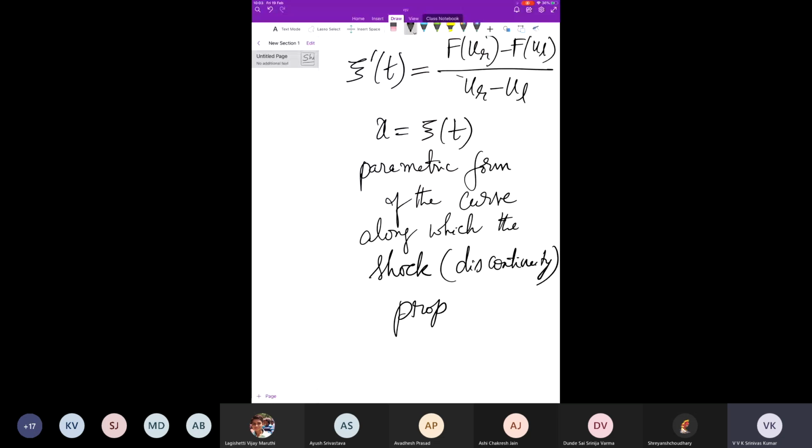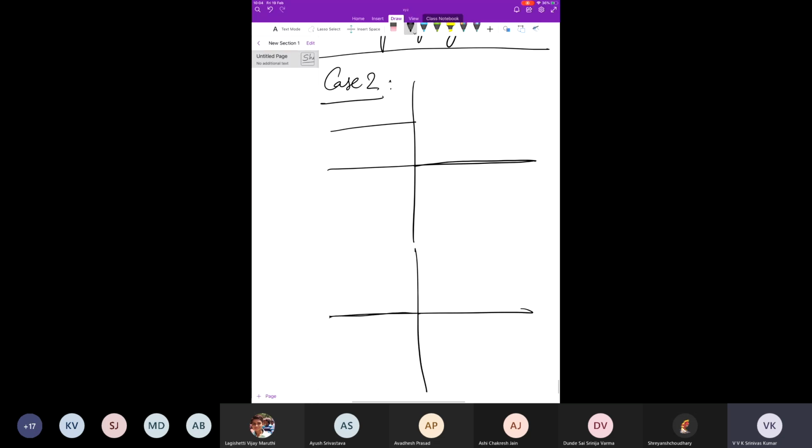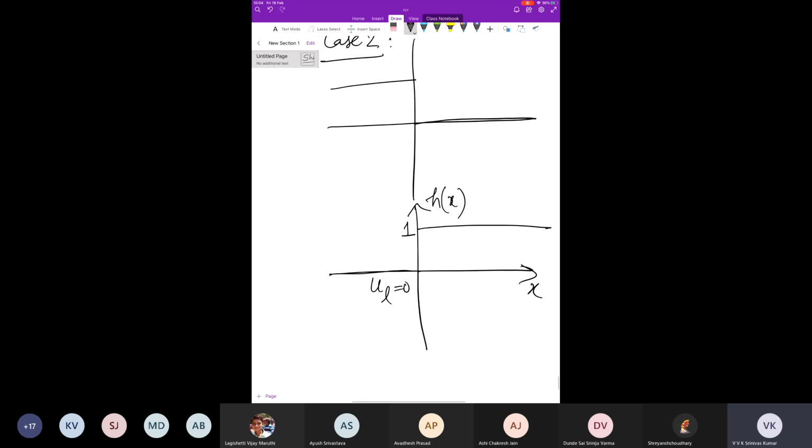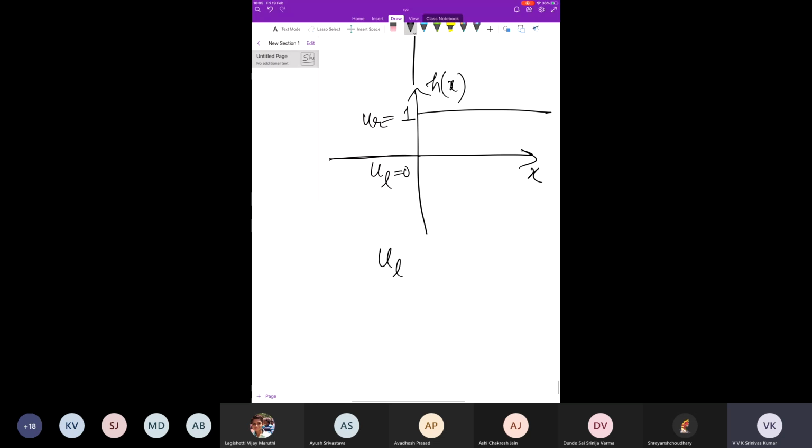Now coming to case two, consider a simple example. Earlier we considered 1 and 0. Now consider this is 0 and this is 1. That is, u_l is 0 and u_r is 1, with this being our h of x. So u_l is smaller than u_r.